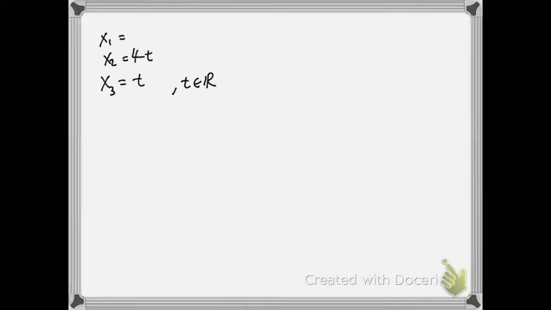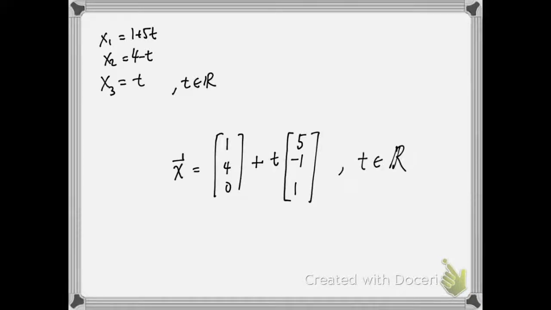There's also another way that we can describe solutions, and we'll get to this more when we talk about vectors. But when we get to that point, we can express the solution x1, x2, x3 as a vector. Let's call it x with a little decoration there. And so then this solution vector x is (1, 4, 0) plus t times (5, -1, 1).